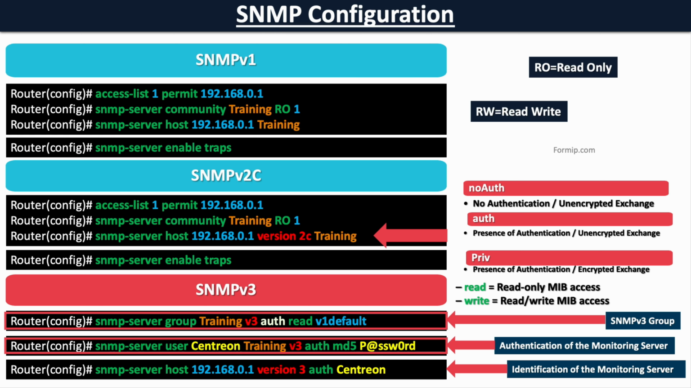Then we need to configure a login password for our supervision server. With the snmp-server user command, we specify a connection name. Here we have chosen the name Centeron, followed by the training group. Then we specify v3 to have the choice of authentication, here MD5, and we put the login password of the supervision server. And all that remains is to identify the monitoring server with the snmp-server host command.